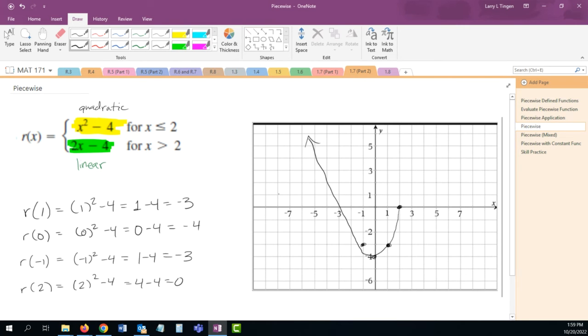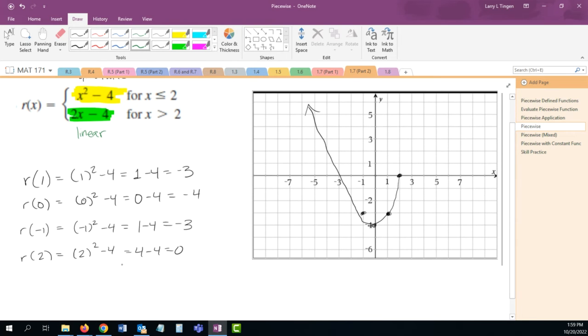So now let's look at the other piece. The other piece is when x is greater than 2. So when x is 3, 2 times 3 minus 4, 6 minus 4, which is 2. So when I plug in 3, I get out 2. Let's try 4. When I plug in 4, I get out 4. So 4, 4.